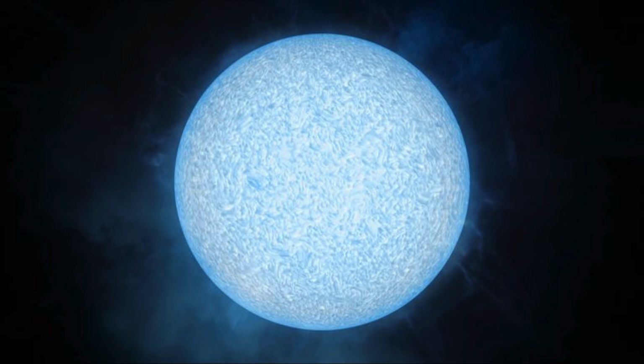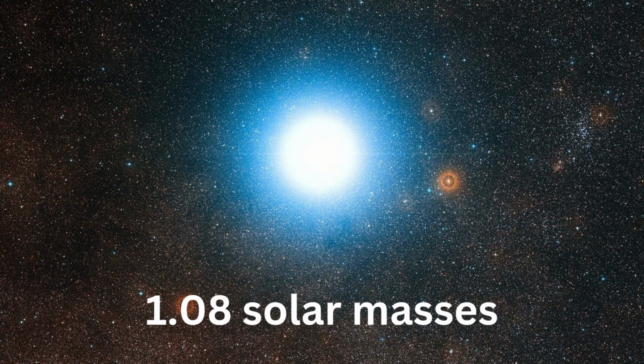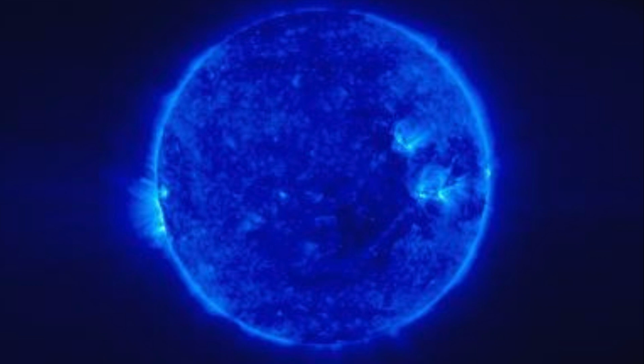Stars vary greatly in mass, and this mass determines much about their life and death. The mass of a star is often compared to that of our sun, with the unit solar mass used. For instance, Alpha Centauri A has a mass of 1.08 solar masses. The mass of a star has a big impact on its surface temperature and how long it will live.